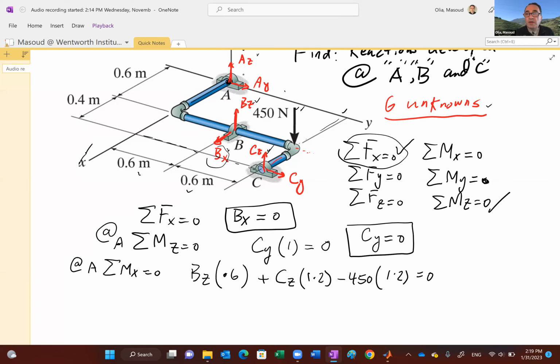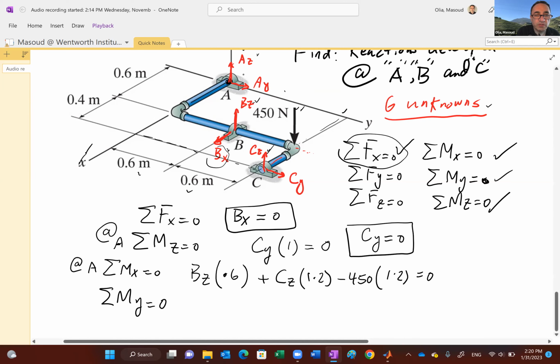Now, we already took care of this. So what about moment about the y-axis? Why don't we go ahead and do this too? That should give us another equation. Remember, we are not moving our axis, so it's at A. For the y-axis, A sub y and A sub z are sitting on the y-axis, so they don't have any moment. C sub y is parallel, and by the way, C sub y is 0 anyway. So we might as well remove these. C sub y doesn't exist, B sub x doesn't exist, so we don't have to look at them.